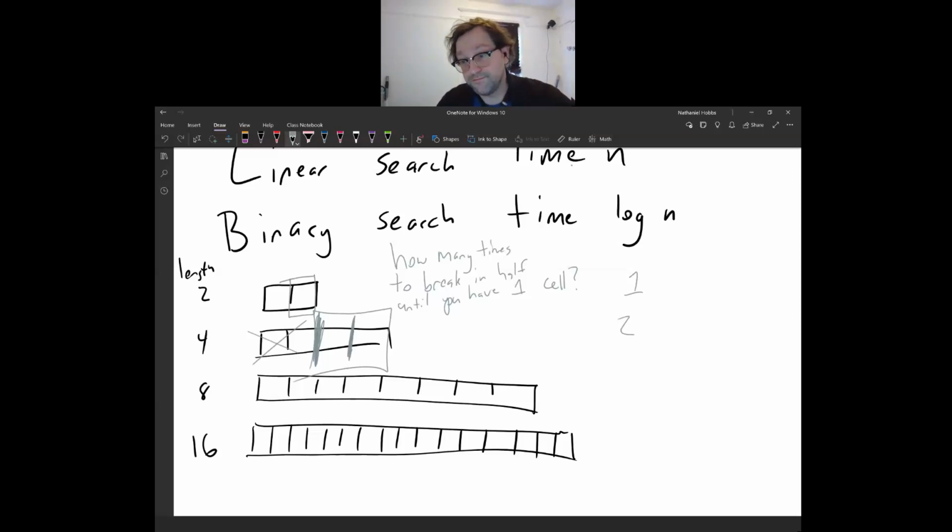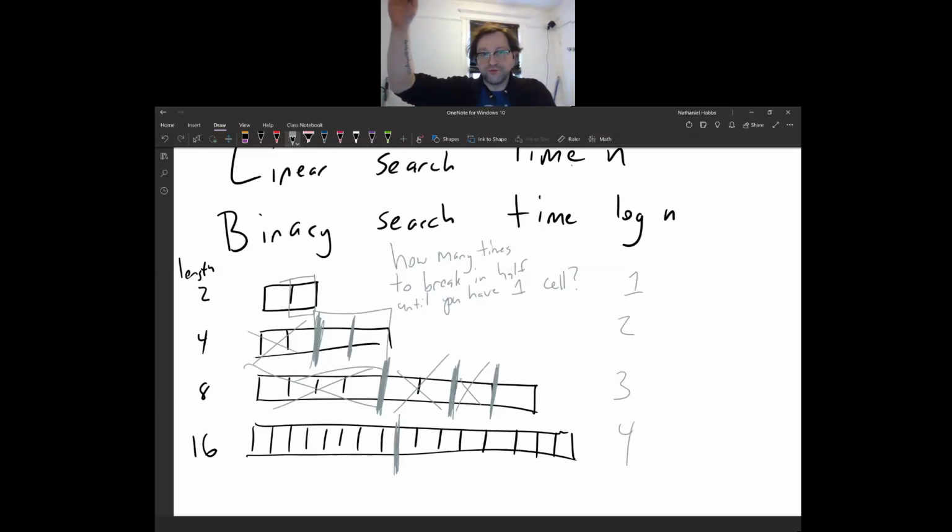For 8, you break it in half, and you throw out one half. You have another half, you break that in half, and then throw out half of it, and then you break it in half again, throw out, and now you're left with 1, so that takes 3. You can probably guess that 16 is the number 4. If you have 16 things, you break it in half once, you have 8 and 8, throw one of them out, take the 8, break it, you have 4 and 4, throw it out, then 2 and 2, and then 2 becomes just 1 and 1. So 4 steps.